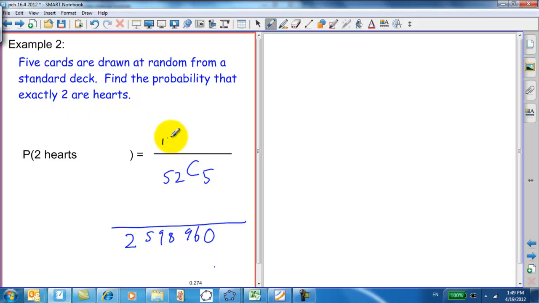Where some kids go wrong is they just do 13C2. Well, you have to remember that this is the sample space. That is 5-card hands that you're drawing from a deck. You're only pulling a 2-card hand here. So you have to fill the cards and say, and 3 non-hearts. Your event space has to be a subset of the sample space, so it too must be a 5-card hand. So you have to multiply this by all the ways we get 3 non-hearts. Well, if there are 13 hearts, there are 39 non-hearts in the other 3 suits. Combination 3. So 13C2.